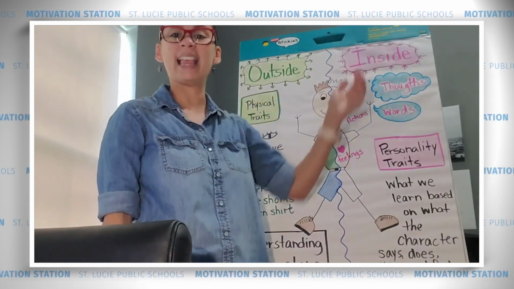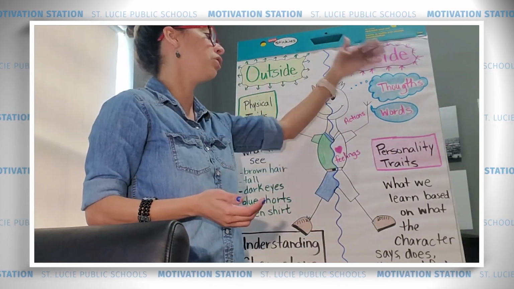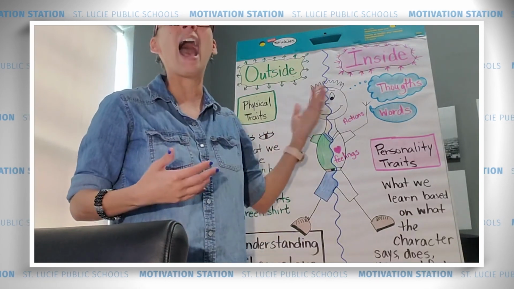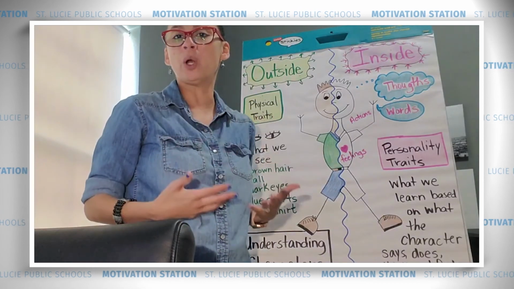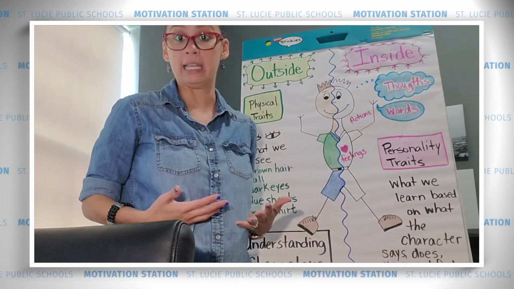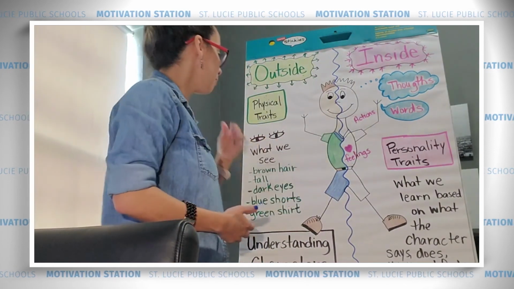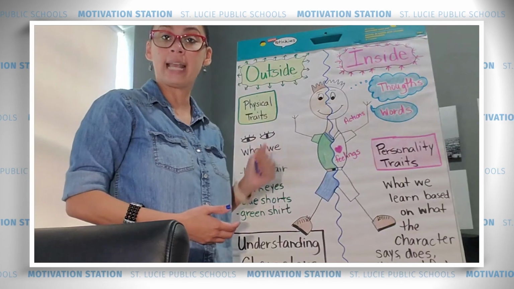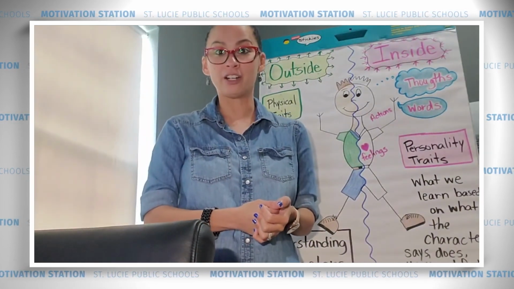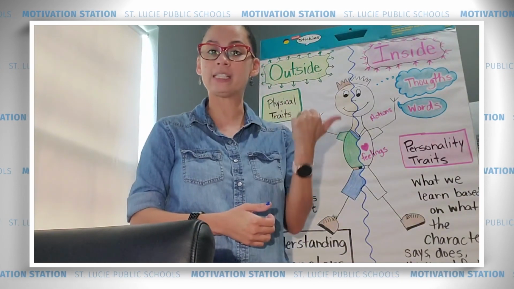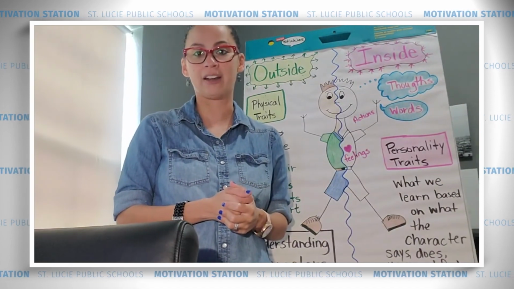Now, when we are looking at the inside of that character, we're looking at that character's thoughts and words. What are their actions in that drama or play or prose or poetry? What are their feelings? That gives them personality traits, which is different from physical traits. And both things help you understand a character. So today when we are reading our drama, I want you to pay attention to those physical traits, if there are any, and personality traits so we can understand our characters better.